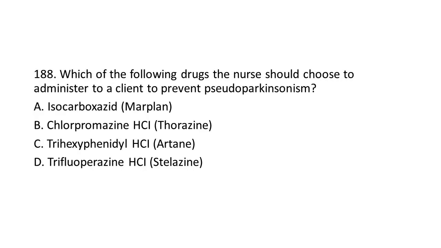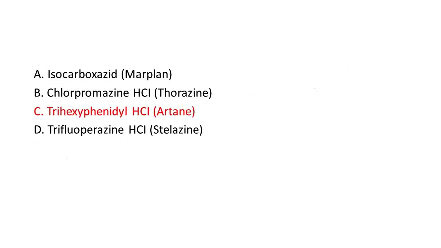188. Which of the following drugs should the nurse choose to administer to a client to prevent pseudoparkinsonism? A. Isocarboxazid, Marplan. B. Chlorpromazine HCl, Thorazine. C. Trihexyphenidyl HCl, Artane. D. Trifluoperazine HCl, Stelazine. The answer is C.